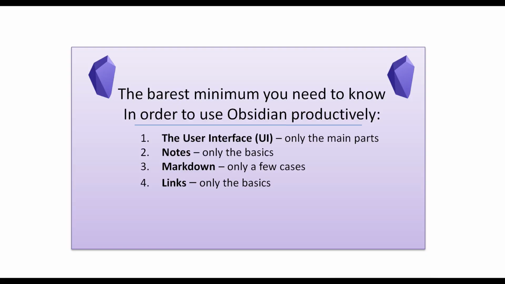As you see on screen, there are really only 4 things you need to learn in order to be able to use Obsidian productively. And you only need to learn a small portion of each of these 4 things. The first one is the user interface, or UI. And you only need to learn about its most basic parts. The second thing you need to know about are notes. And again, only the basics. Then comes Markdown, and only a few of the actual situations using Markdown are necessary to get started with it. Finally, links, and once again, you only need to know the most basic information about links in order to use them effectively and productively.